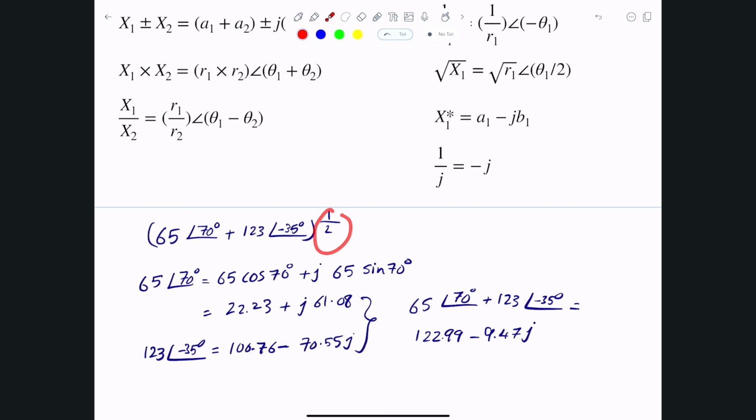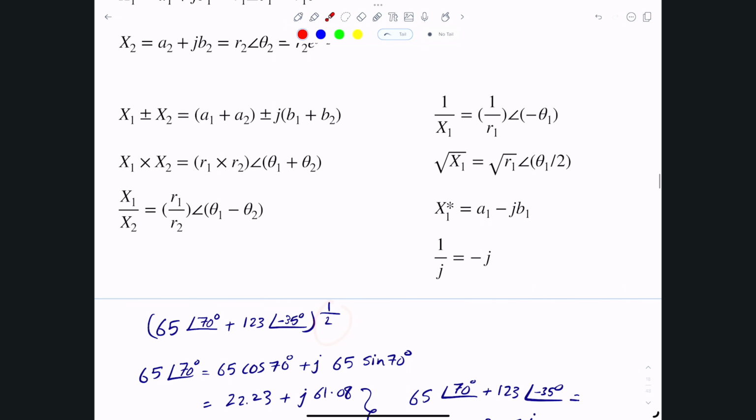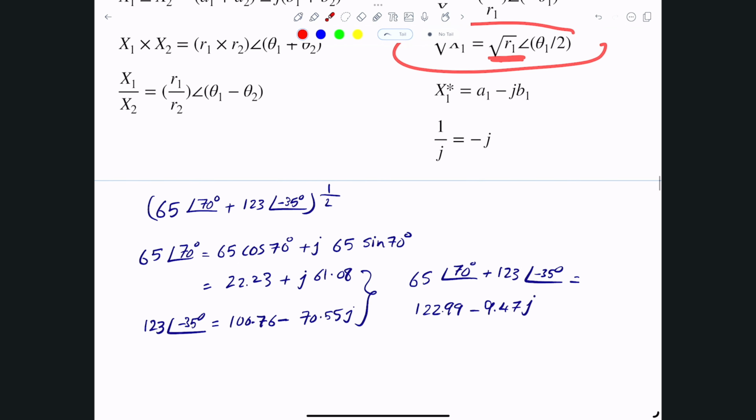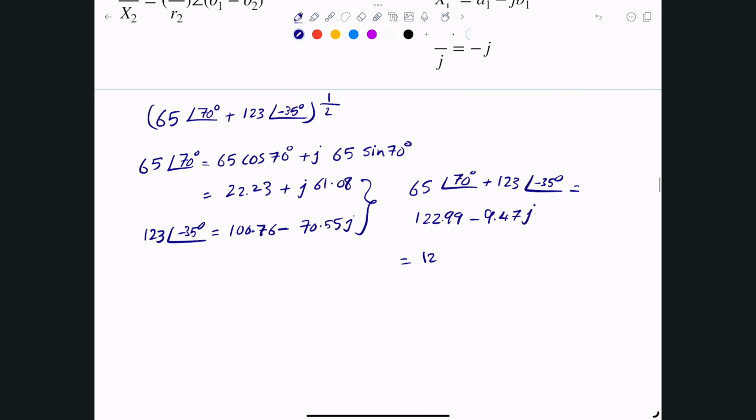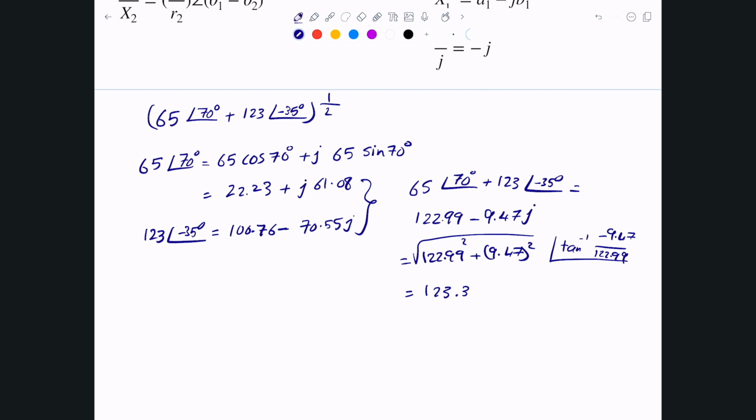Now what we need to do is take the square root of that. So the square root, according to this one here, it's easier to do in the polar coordinate. Okay, so I'll convert that to a polar coordinate, and I can tell you, well, you have to take 122.99 squared plus, well, technically it's negative 9.47 squared, but I know that the negative will go away under the square root in here, and this one here will be tangent inverse of negative 9.47 divided by 122.99. This basically converts it to its polar coordinates, okay, and hopefully we will get 123.35, and the angle would be negative 4.40 degrees.